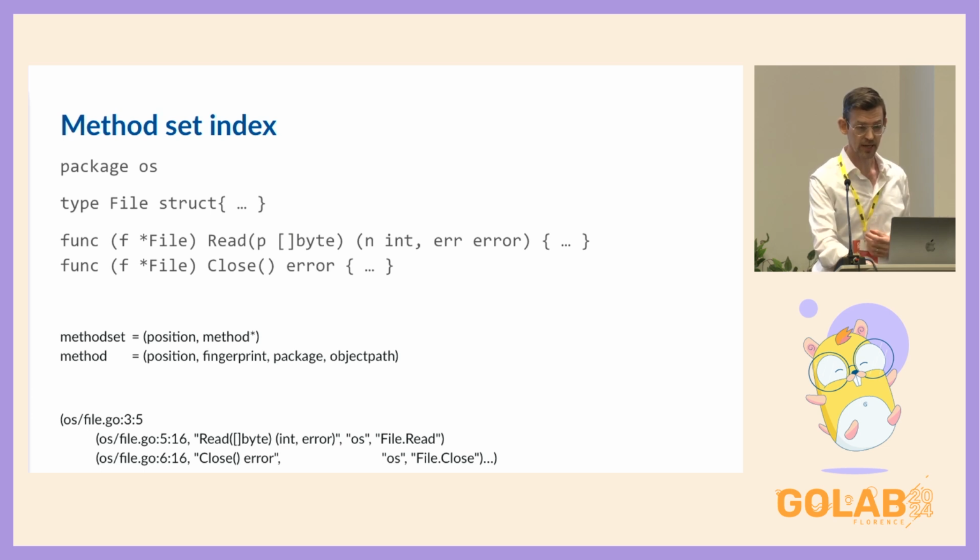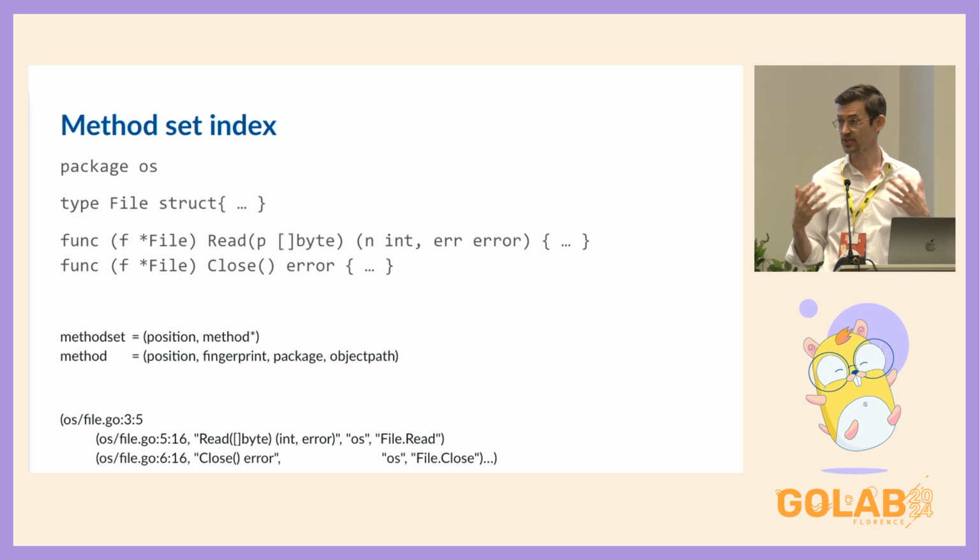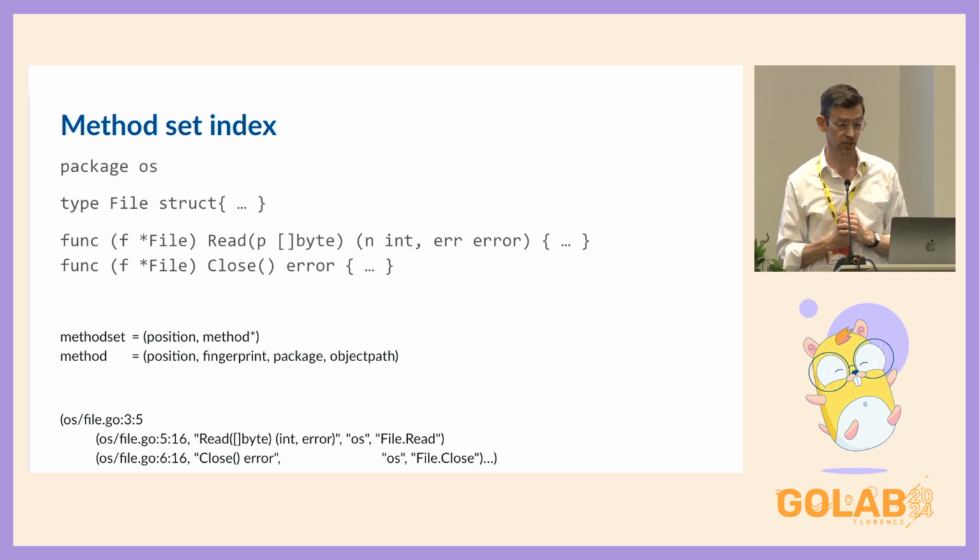So we build this method set index for a package in a similar way. And again, it produces tuples. The only really interesting detail here is that we produce this string called a fingerprint. And the fingerprint is a sort of canonical way to render the name and the type of a method as a string, with this very special property that if two fingerprints are equal, the methods are identical as defined by the Go spec. And so this lets us implement the interface satisfaction check as essentially a bunch of string subset checks.